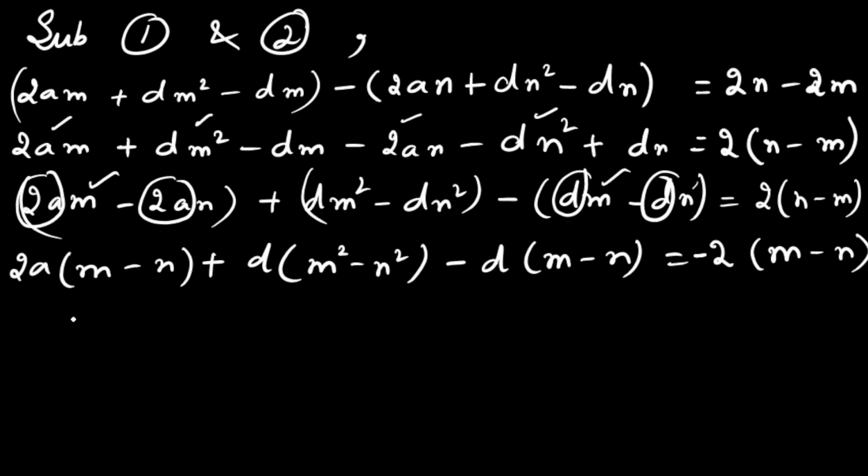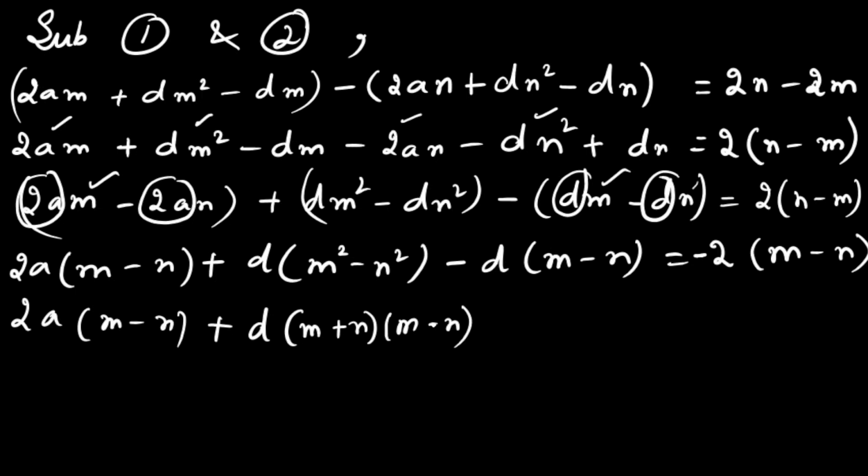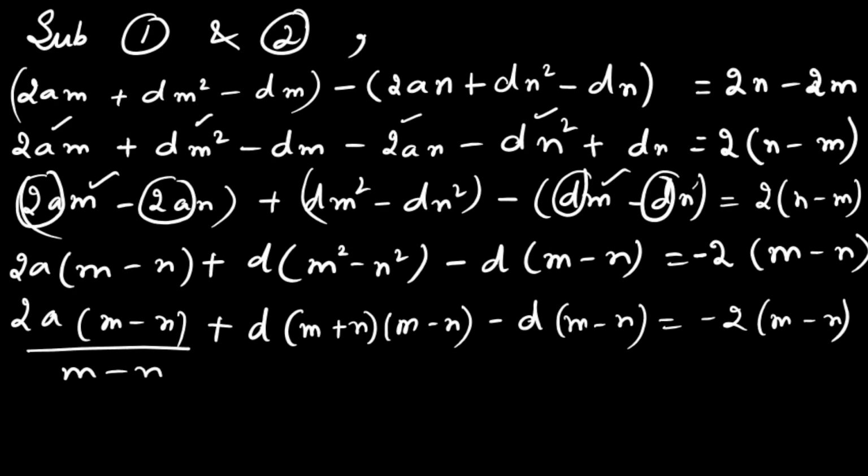Because I can see m minus n is a common factor. So 2 into m minus n plus d into, this is m square minus n square. This also I can write as m plus n into m minus n. A square minus b square is a plus b into a minus b. d into m minus n minus 2 into m minus n. m minus n is a common factor.